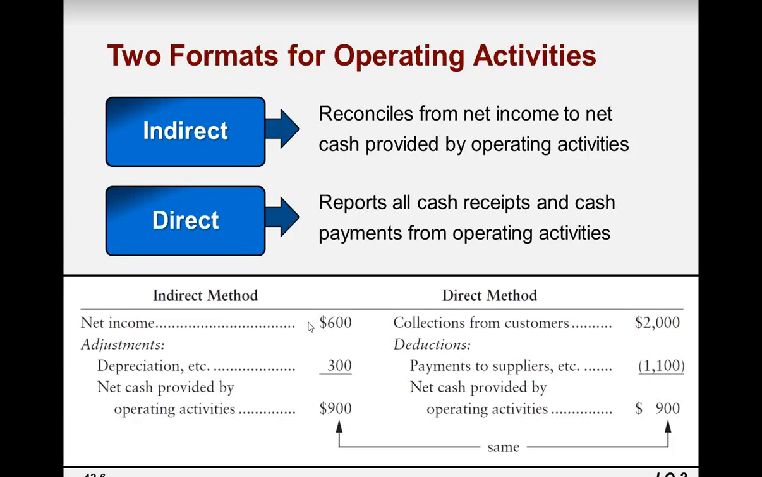We would add back an item like depreciation because depreciation is a non-cash outlay expense. When you put depreciation on your books, the entry is depreciation expense debit, accumulated depreciation credit. So there's no cash involved in that transaction. So it's a non-cash outlay expense.